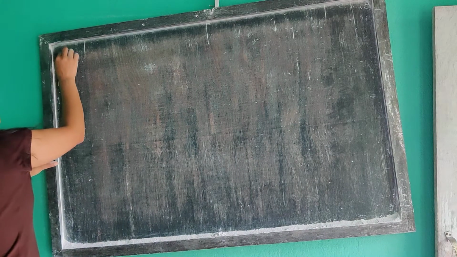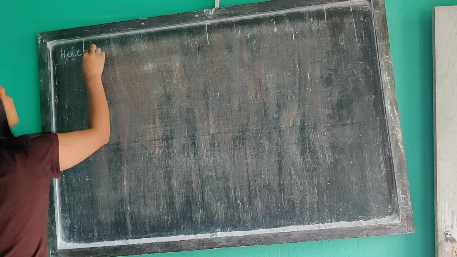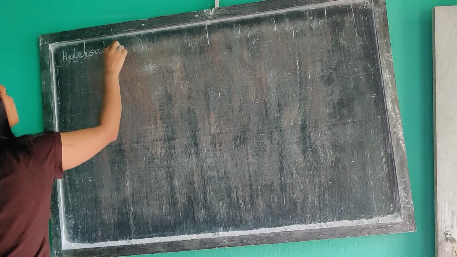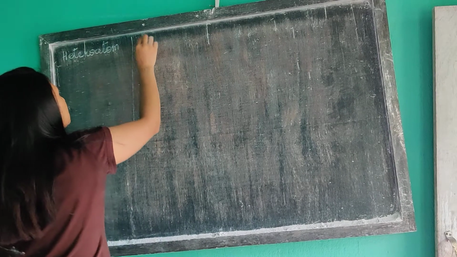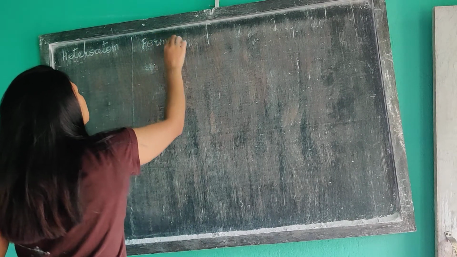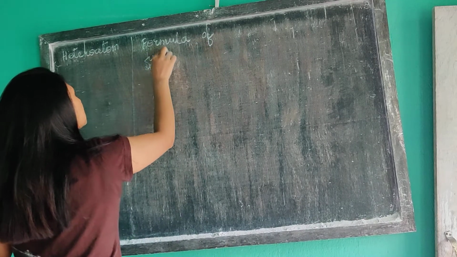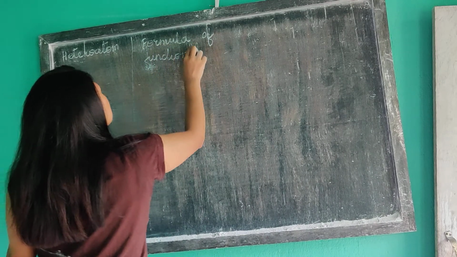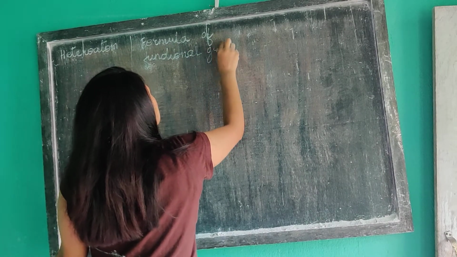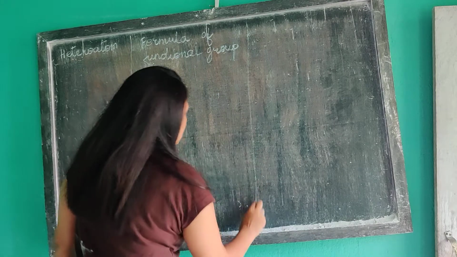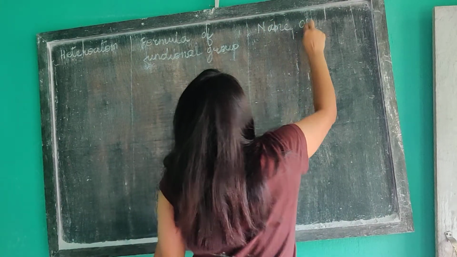Okay, so now let us talk about some important functional groups that are present in carbon compounds. First, I'll draw a table and explain to you the various functional groups and the name of the functional group.